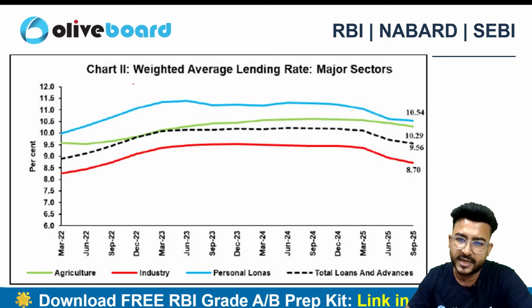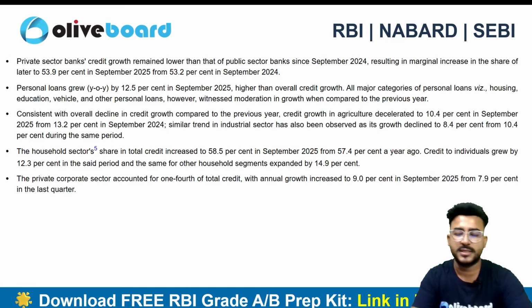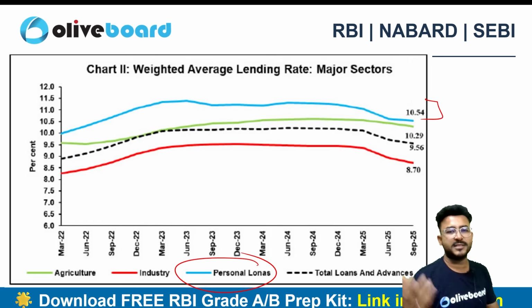If I talk about the weighted average lending rate, again it is going up only, and personal loan is on the top of it, right? Personal loan is the lowest, the rest of the graph of the weighted average lending rate is overall flat. Okay, what is weighted average lending rate?